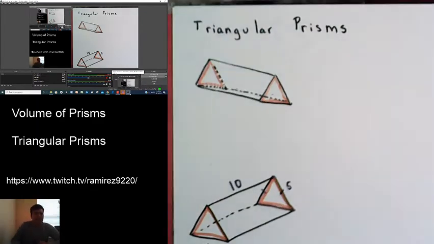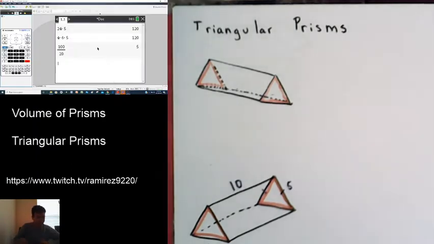All right, so now we're gonna go ahead and talk about triangular prisms. When working on triangular prisms, again, I just want to remind you that a prism is not just a rectangular prism. There are other shapes besides rectangular prisms that are prisms, obviously. If your base is a rectangle, it's called a rectangular prism. If your bases are triangles, then it's called a triangular prism.